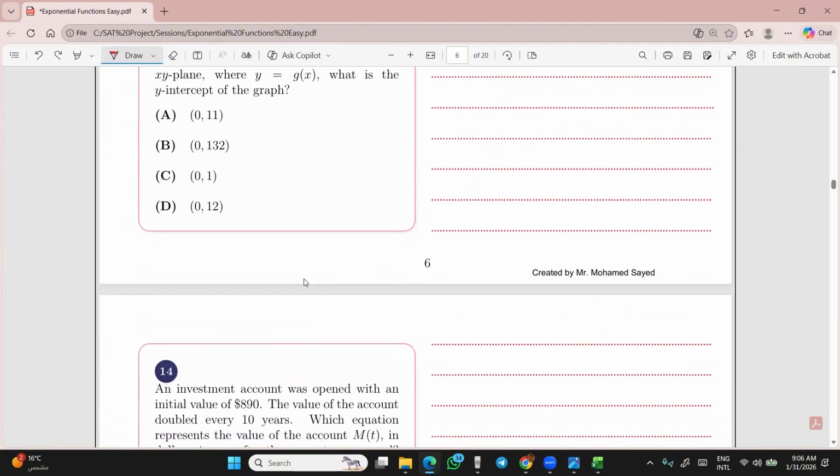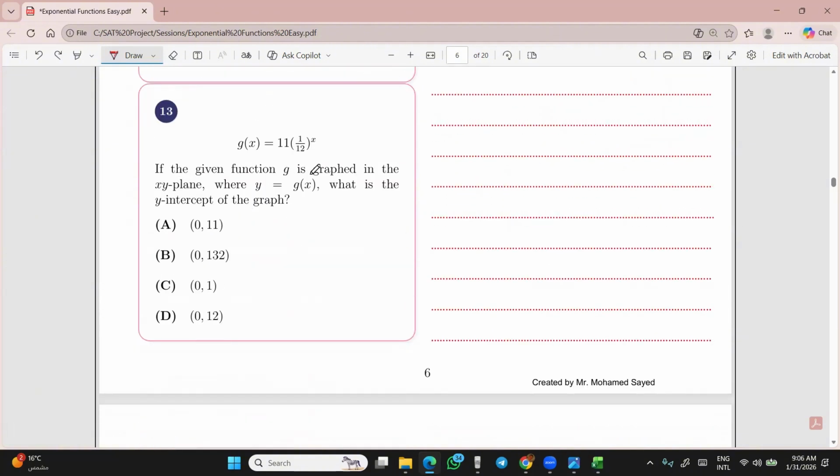So when the question says, the given function g is graphed in the xy plane where y is equal to g of x, what is the y-intercept? The same idea. Y-intercept is always this number, but you have to write 0 and this number. So keep the number in the y coordinate and write 0 and 11, letter A.